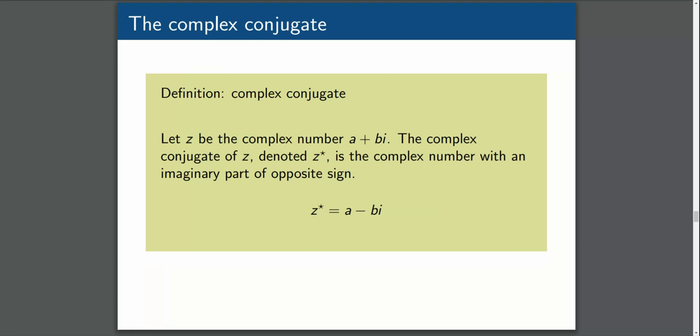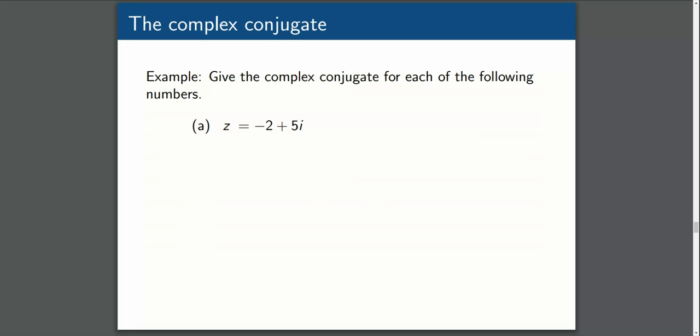There is one more definition that I want to talk about. It's called the complex conjugate. To find the complex conjugate, we take a complex number and we change the sign on its imaginary part. Let's take a look at an example. First complex number I have, z equals minus 2 plus 5i. I want to change the sign just on the imaginary part. The conjugate is minus 2 minus 5i.